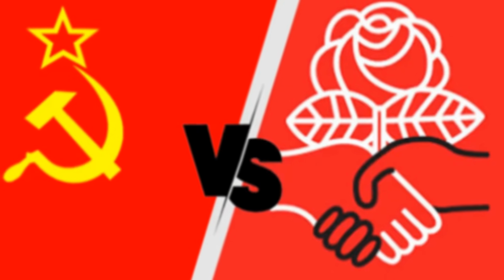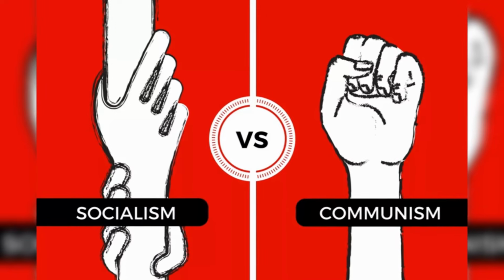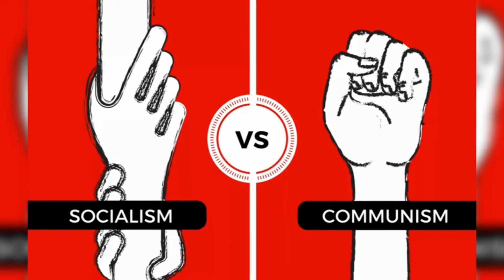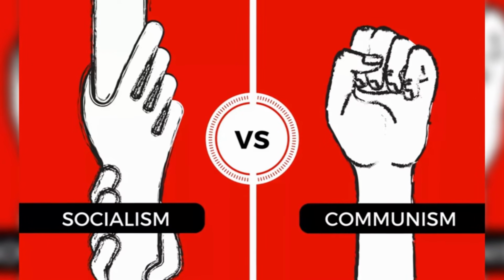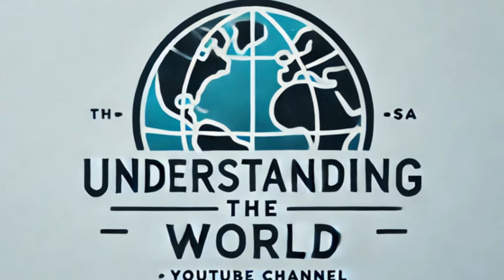Have you ever wondered what really separates socialism from communism? These two words are often used as if they meant the same thing, but their ideas, goals, and even their results in history are very different. Today, we'll break them down clearly, using real historical examples. Welcome to Understanding the World.